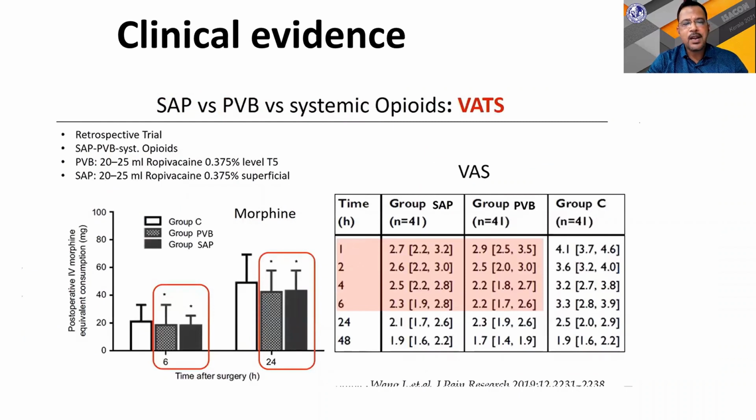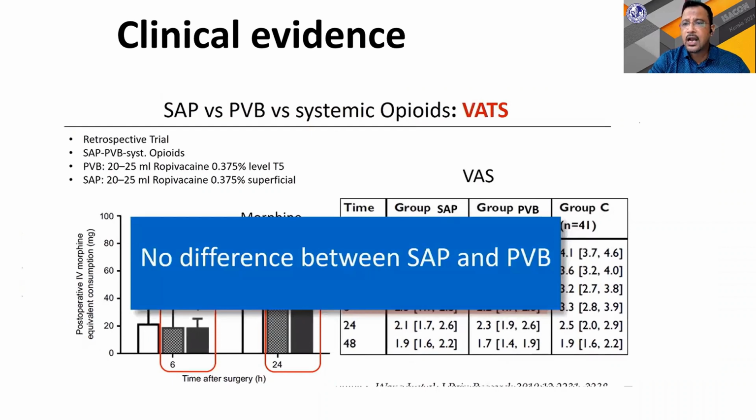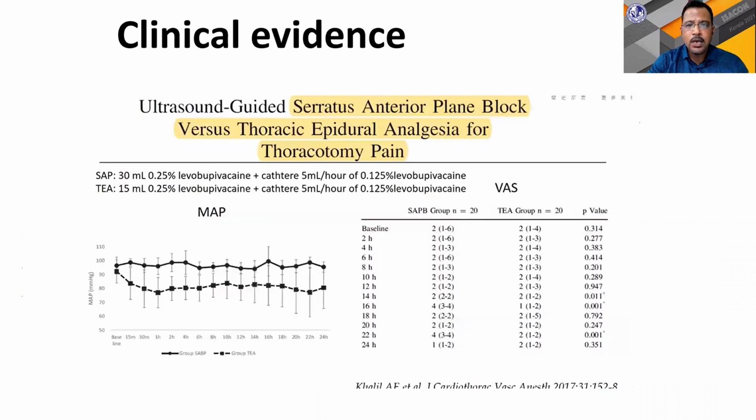This is one paper which compared the serratus anterior plane block with the paravertebral block in VATS, and the NRS score was almost comparable between the serratus anterior plane block and the paravertebral block. So the conclusion was there is no difference between the serratus anterior plane block and paravertebral block.